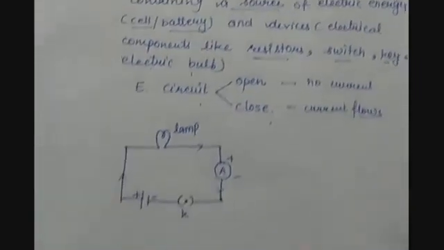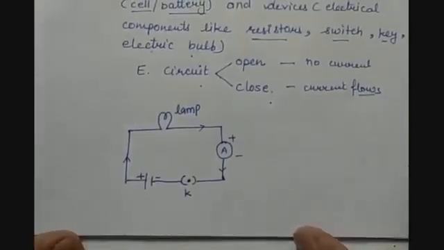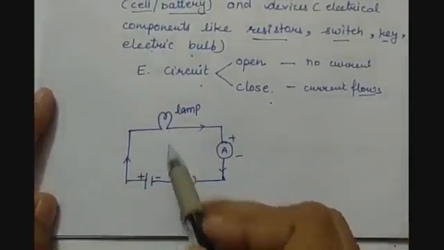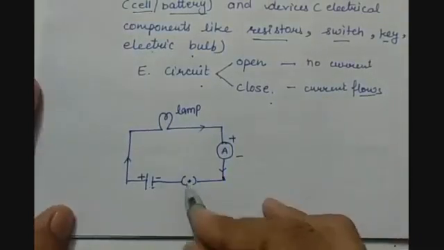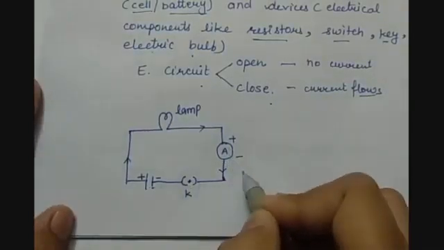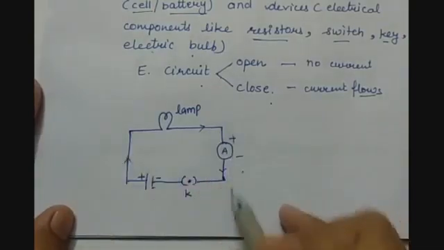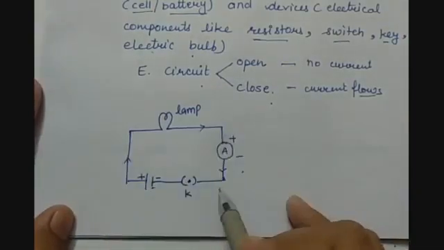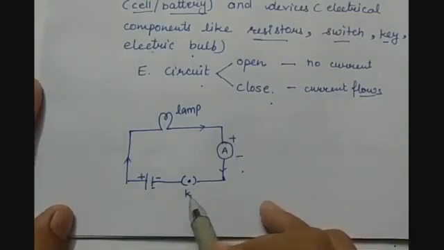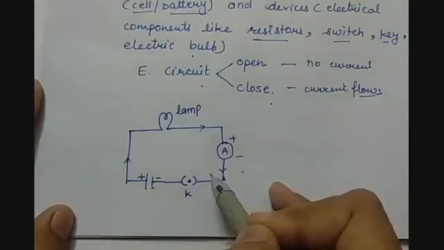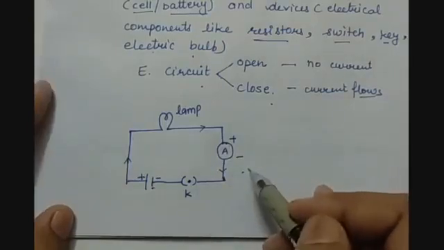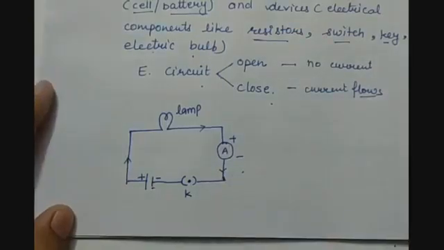So let me show you one simple electric circuit in which we have an electric lamp, a battery, key, ammeter, and connecting wires. So these are all connected with each other with the help of connecting wires. I hope you are aware of the symbols of electrical components. But it's okay if you are not. I'll be showing you the symbols now as well.